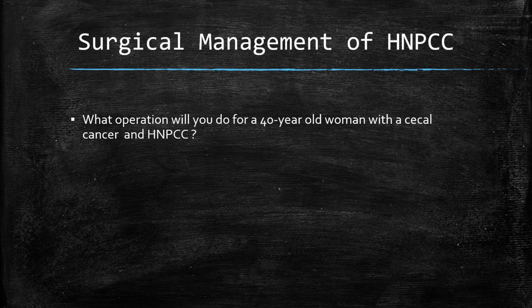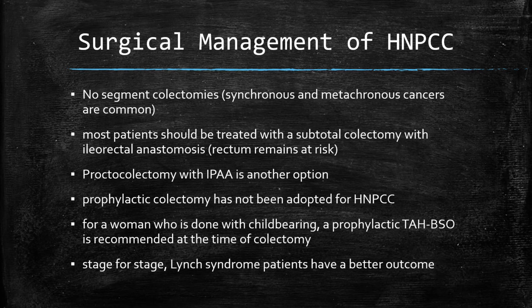So here's a case to consider. What do we want to do for a 40-year-old woman with a cecal cancer and known HNPCC? The first thing to consider in this patient is that a segmental colectomy should not be done. Although synchronous cancers aren't terribly common, synchronous polyps most assuredly are, and it wouldn't be unlikely that this patient develops a metachronous cancer later in life. So the question for us is going to be, how much of the colon should we remove?